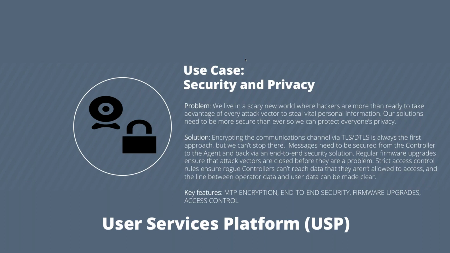Regular firmware upgrades are another big part of what we've established in USP, and that helps to close those attack vectors before they become a true problem. We also have strict access control. So this ensures that rogue controllers can't reach out into a device and retrieve data that they're not allowed to access. And it also helps to kind of separate the different service providers and make sure that they only are accessing the data that they're supposed to access, or that you've granted them access to as a subscriber.